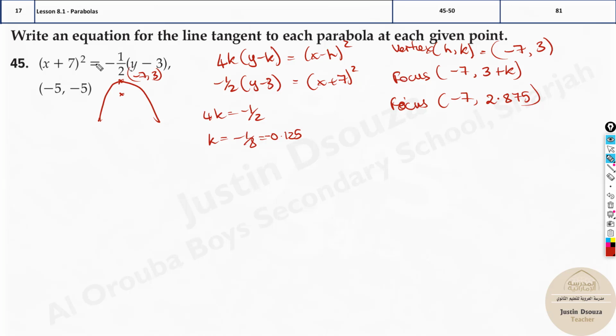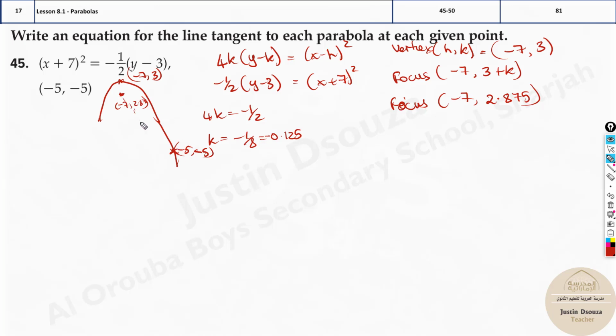Now we know the focus, this point. What is the given tangent value? This is 7 comma 3, this is minus 7 comma 2.875. We have minus 5 and minus 5. That means minus 5 somewhere over here, right and down. So if you extend, it will be somewhere over here. This is the tangent here, minus 5 comma minus 5.